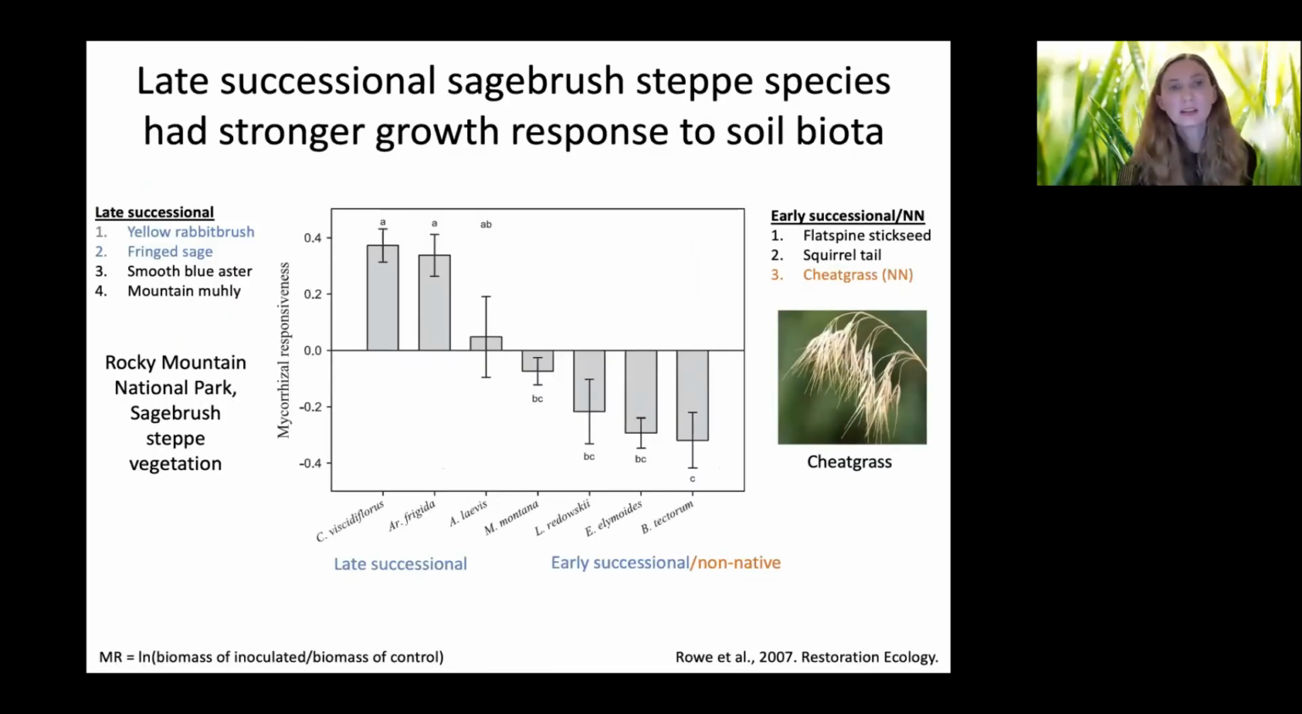There has been some work, this was done in 2007, where some folks looked at mycorrhizal responsiveness of plant species in Rocky Mountain National Park in sagebrush steppe vegetation, and they found that some of these later successional plant species had a positive growth response to the mycorrhizal fungi, which would follow our predictions, and that some of these early successional native and non-native plants were inhibited. And they also found that Bromus tectorum, cheatgrass, was inhibited by the mycorrhizal fungi.